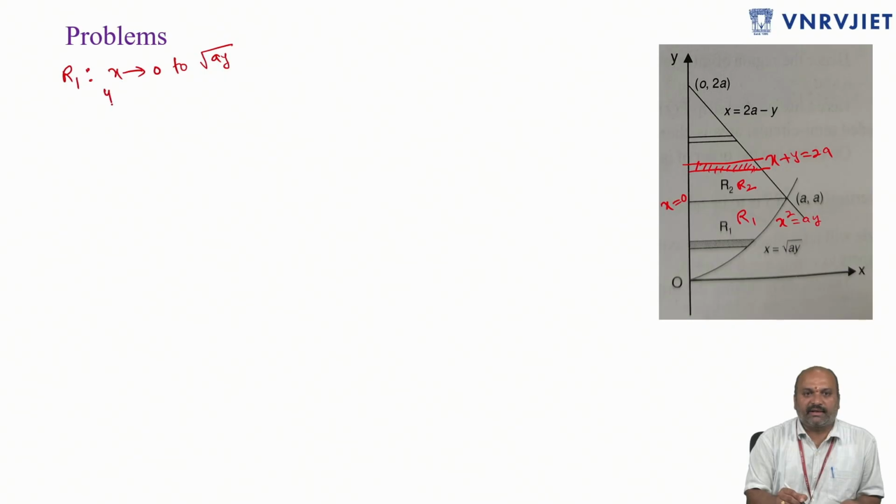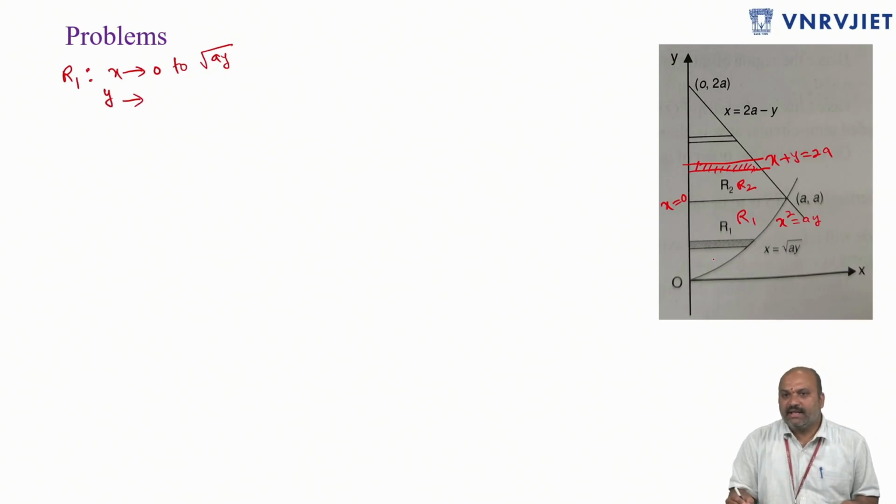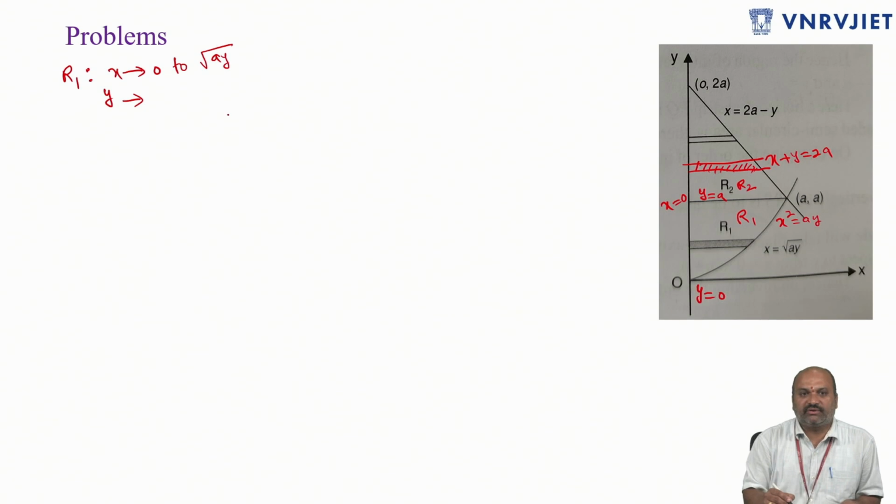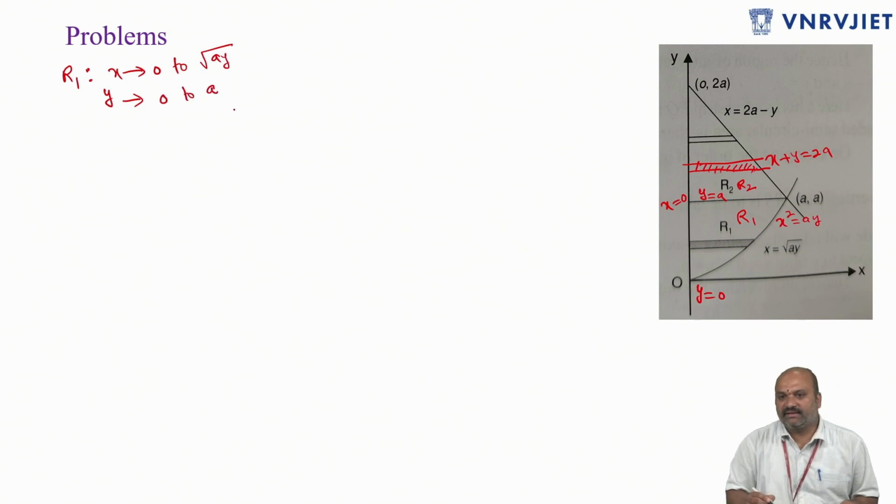Now let's come to the outer integral limits. Y varies from, to cover this region, this strip has to slide from the line y equals 0 to this line y equals a. A line which is parallel to the x-axis means y equals constant. On this line, observe carefully, the y coordinate is a. So this line is represented by y equals a. Therefore, y varies from 0 to a. This is region 1 limits.